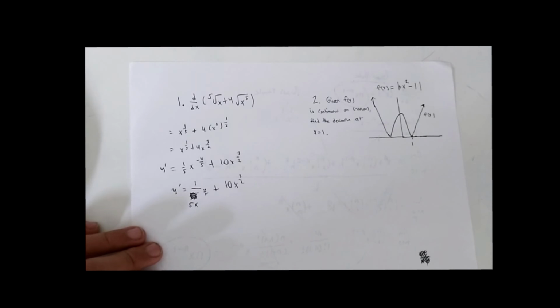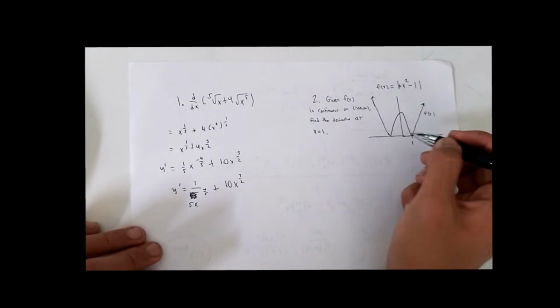The second problem is really simple. Even though the function is continuous, the derivative does not exist since there is a corner at x equals 1. Again, just because the function is continuous does not mean it's differentiable.